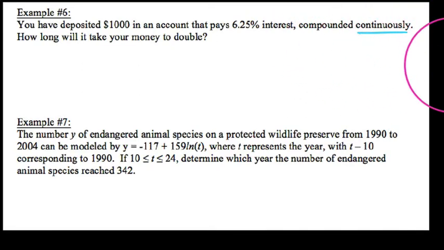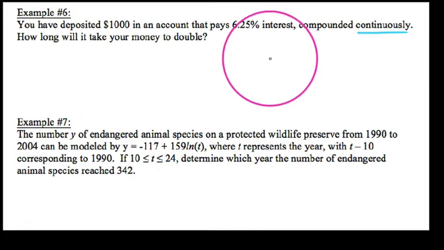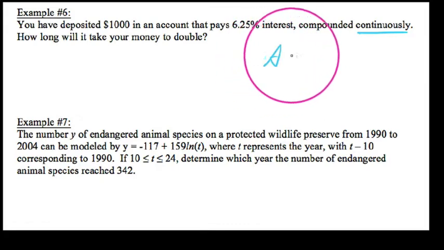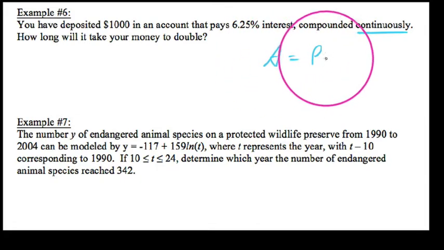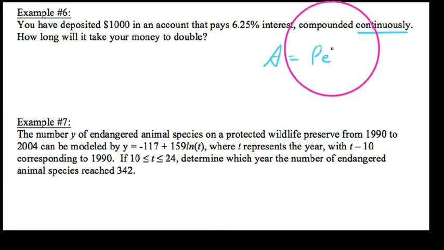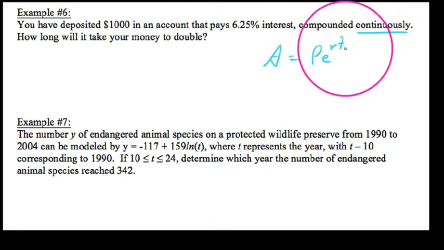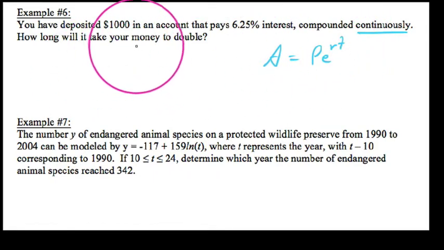Okay, and what that tells us is we're going to be using a continuously compounding growth model, which says the amount that we have is equal to the principal, or the beginning amount, times the base e to the power of the rate times the time. Okay, so it says how long is it going to take our money to double.